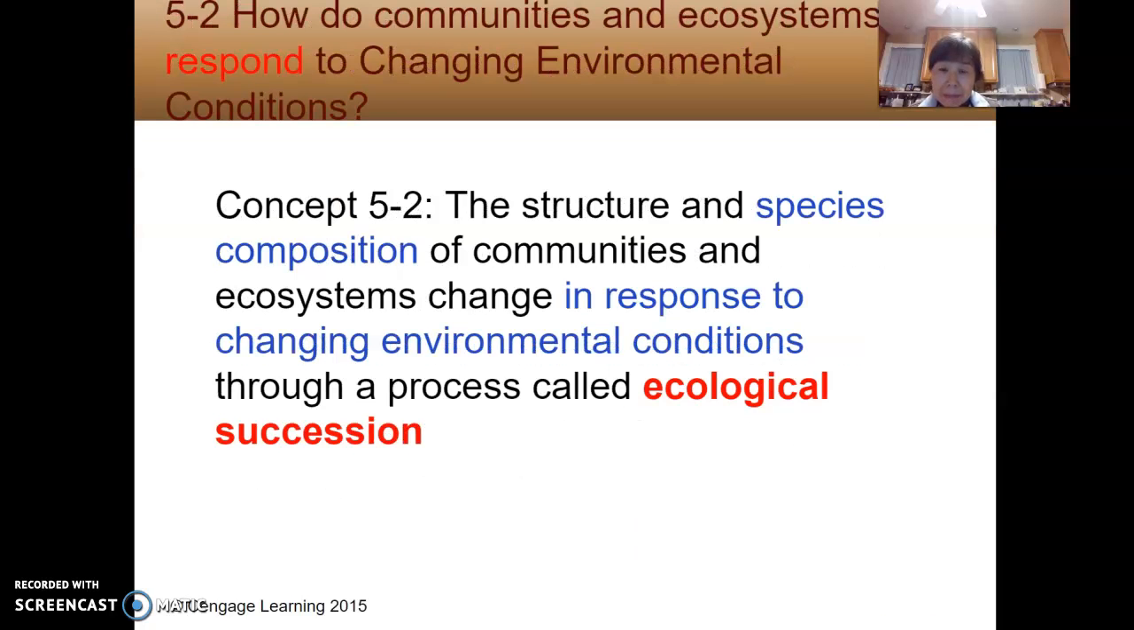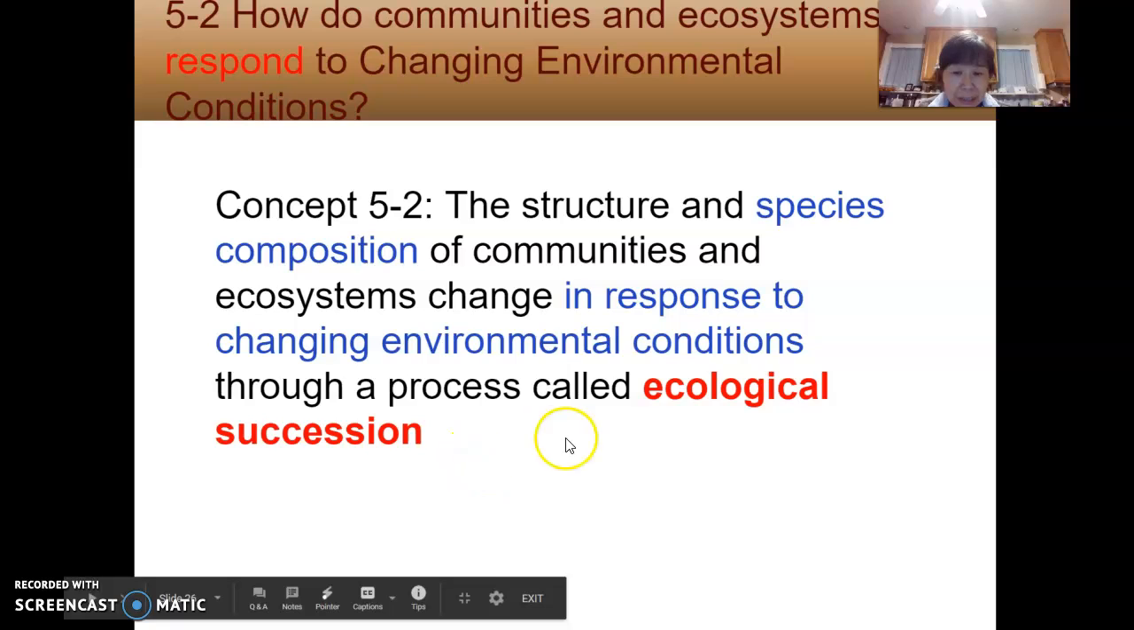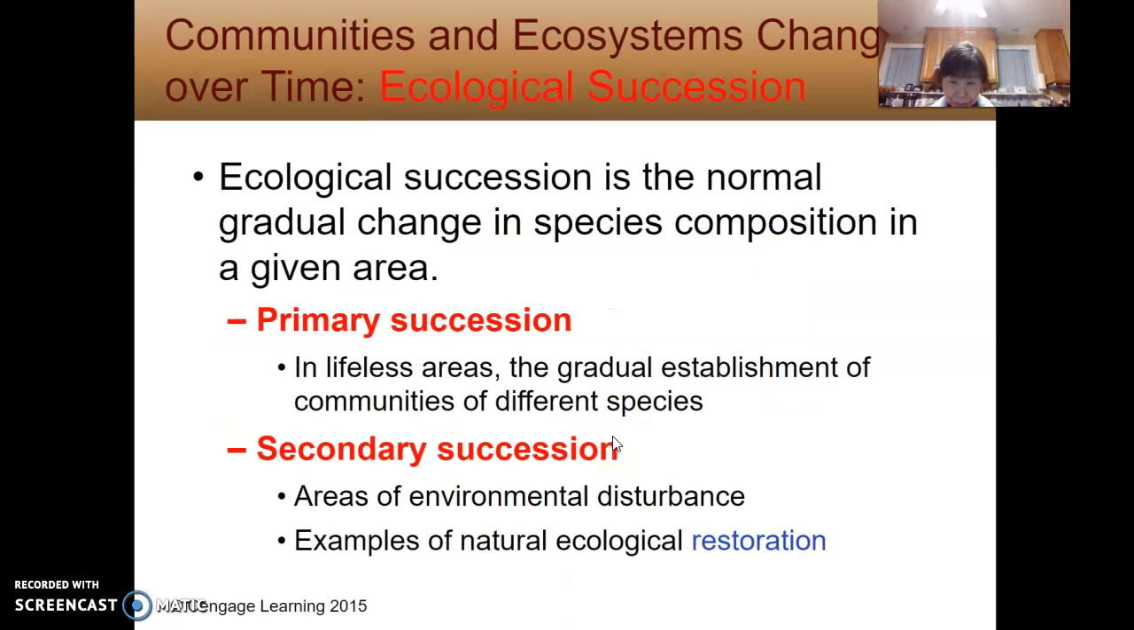Now we are looking at section 2. How do communities and ecosystems respond to changing environmental conditions? You know, the environment constantly changes, so the ecosystem must have some way to respond to those changes. This process we call ecological succession. This definition is important. Ecological succession is the normal, gradual change in species composition in a given area.